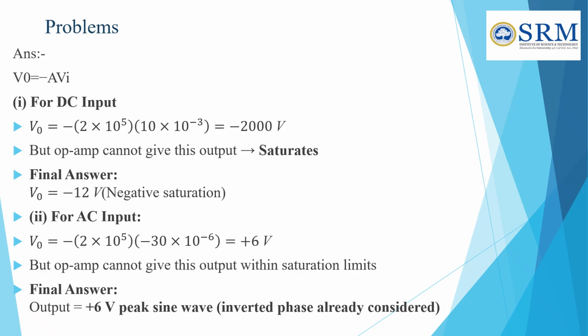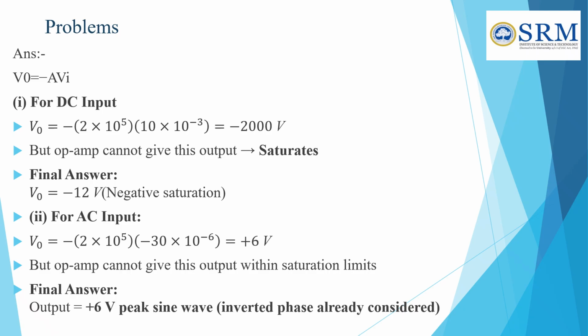So we can calculate the output voltage, that is Vout is equal to minus A into Vi, where A is the open loop gain. For DC input, Vout is equal to minus 2 into 10 to the power 5 into 10 into 10 to the power minus 3, that is equal to minus 2000 volt. But the op-amp cannot give this output because it will be saturated at some voltage which is lesser than the supply voltage. Since it is given that the saturation voltage is plus or minus 12 volt, our output voltage will be minus 12 volt.